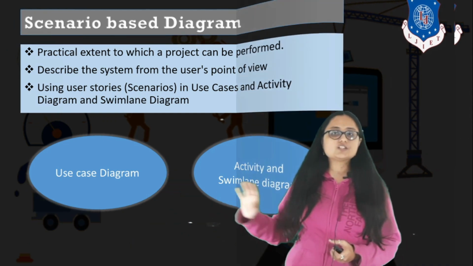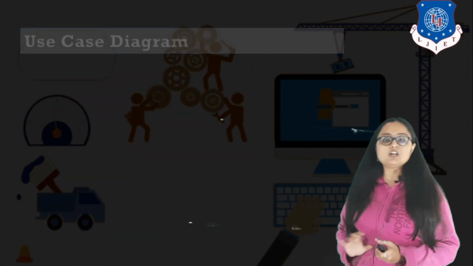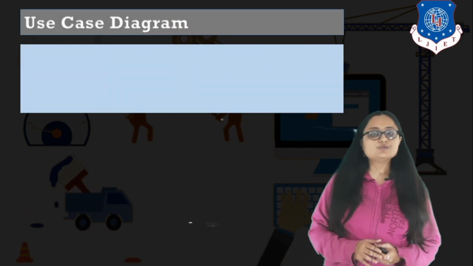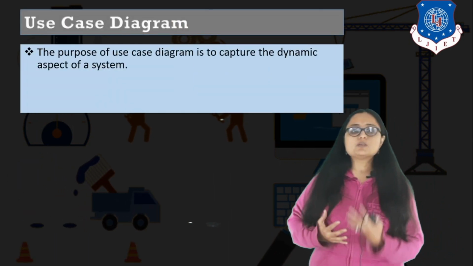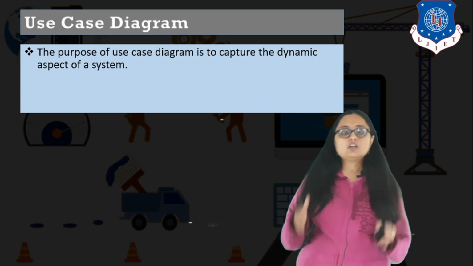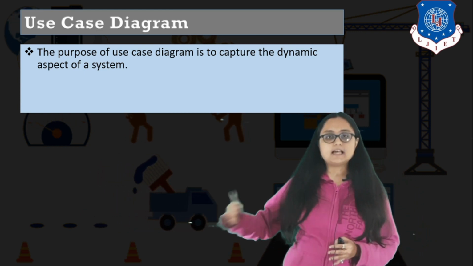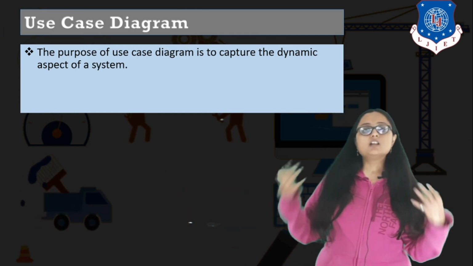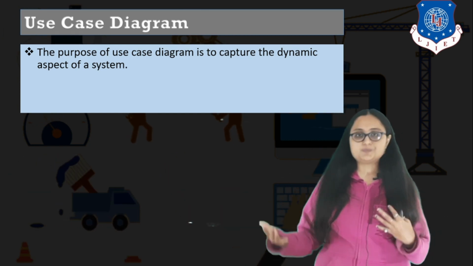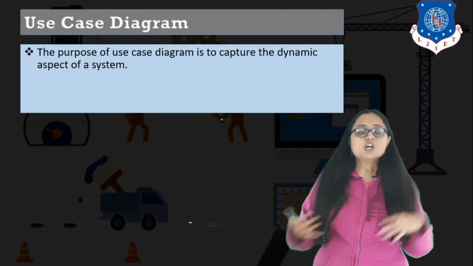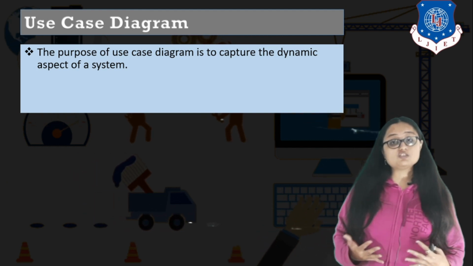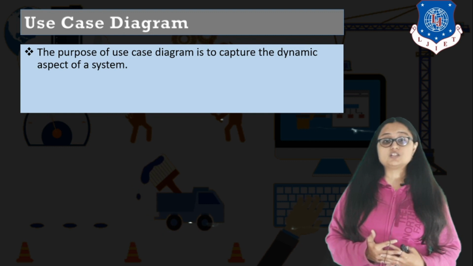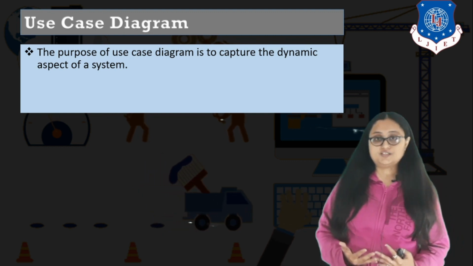So in today's lecture, what is the diagram that we are going to study? We are going to study the use case diagram, right? Now what is the purpose of the use case diagram? You already know that it is a scenario based diagram, and scenario based diagram means you are seeing the system from the user's perspective or user's point of view. So the purpose of the use case diagram is to capture the dynamic aspect of a system.